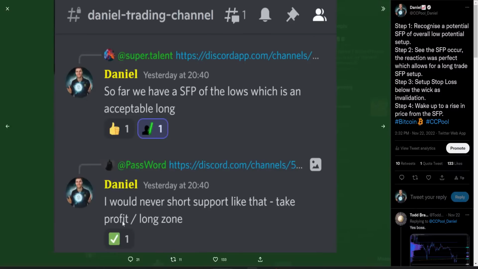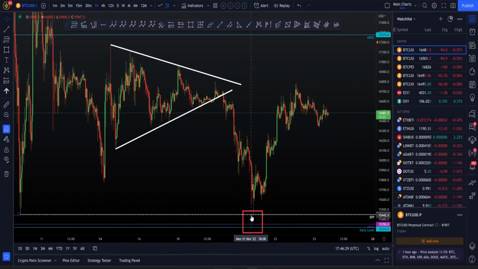The only thing we can be doing is taking profits on our shorts or longing. I myself thought this was an acceptable long swing failure pattern. And yeah, that's basically why we put in this low where we put in the low. It was as simple as that, if I'm totally honest with you. A swing failure pattern.